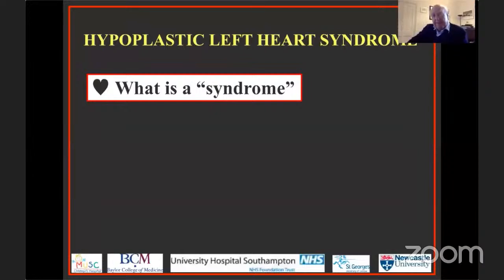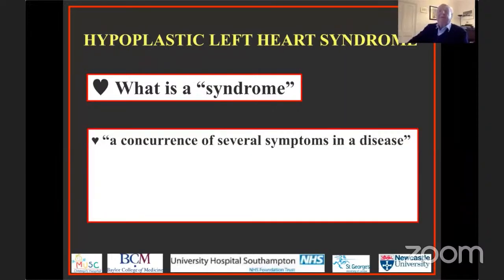And that begs the question as to what is a syndrome. Because what we're going to show you today is that hypoplasia of the left heart can be seen in many guises. And the question is, how many of those guises should be grouped together within a syndrome? So what is a syndrome?